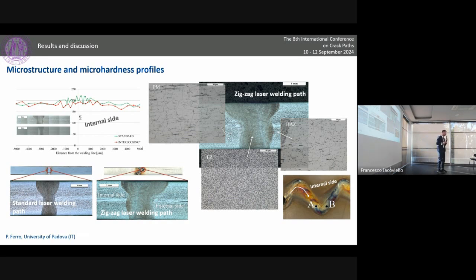This effect can be attributed to a sort of variation in the thermal flow, in the heat flow during welding. In other words, for instance, if you consider the laser source that moves in this way, when the laser source reaches the point A, we can suppose that there is a sort of preheating of the zone B. And when the laser source reaches the point B, there is a post-heating in the zone A. So we can think that there is in the internal side a sort of heat accumulation that reduces the thermal gradients and has a sort of softening effect in terms of the value of the hardness or micro hardness that we measure.